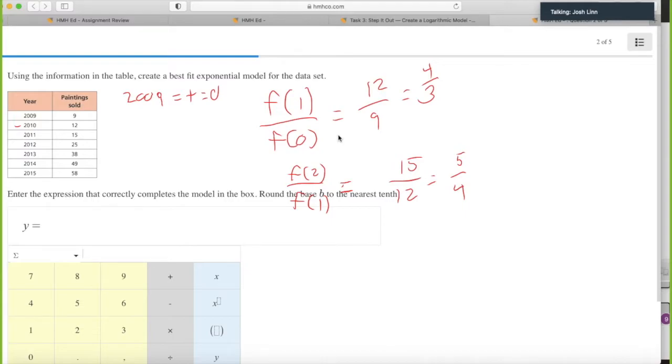So then f of 3 over f of 2. So let's see, where am I? I didn't pick my t's very well. Anyway, f of 3 is 0, 1, 2, 3. So here we are. 25 over 15. So then we reduce, I can take a 5 out of that. It's going to be 5 over 3.